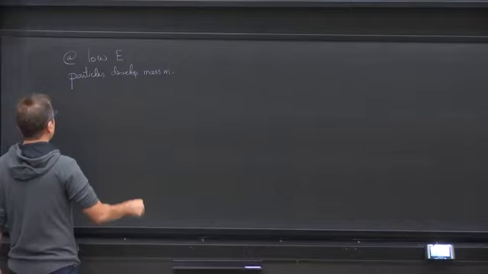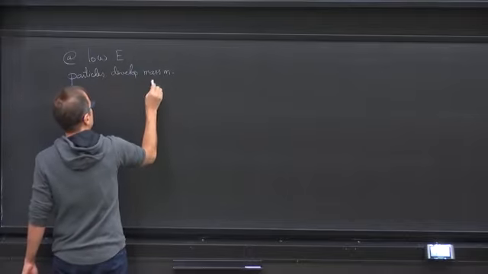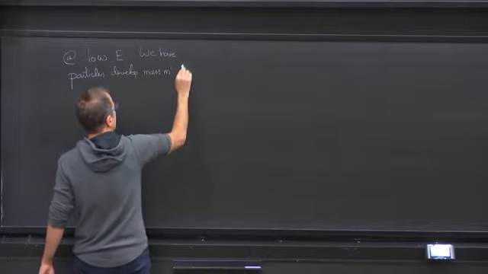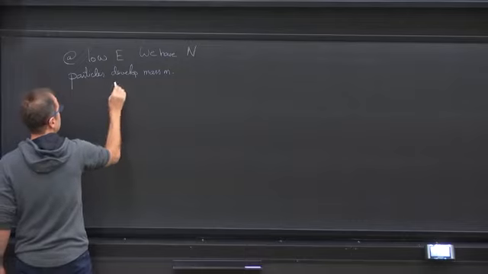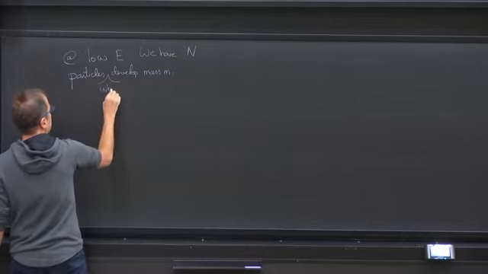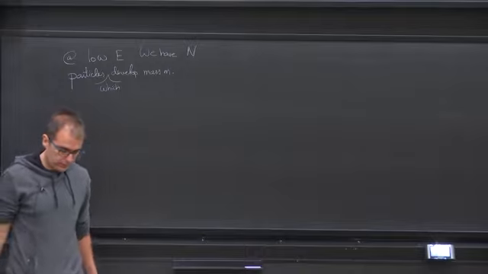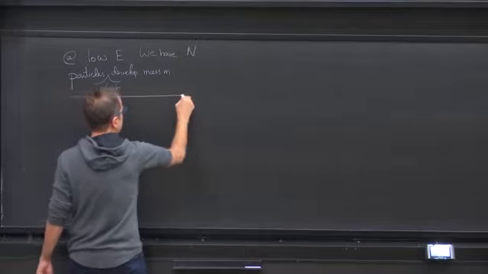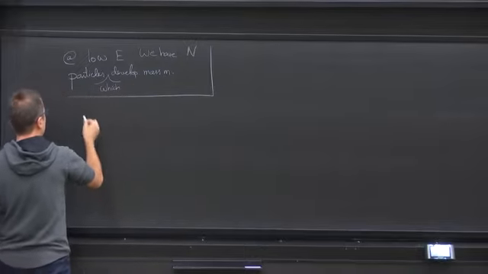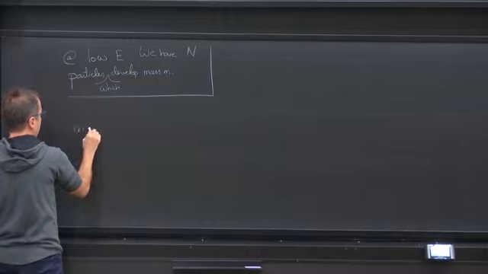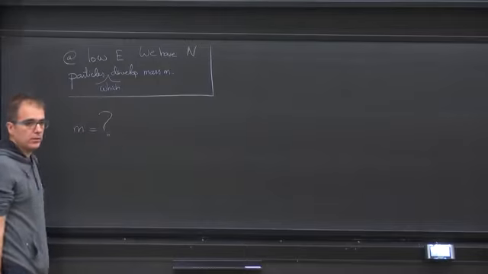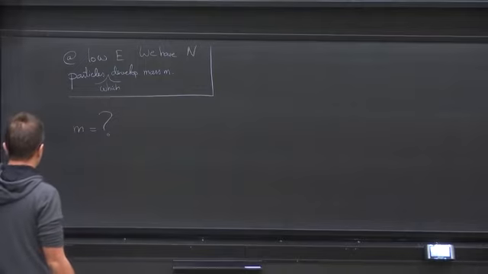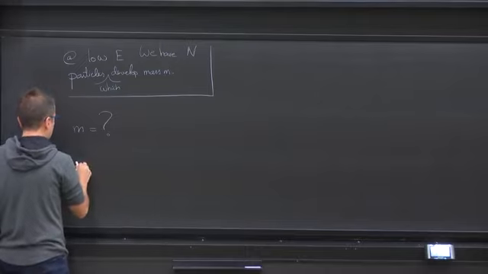Okay, so the claim is that at low energy we have not n-1, but n particles with mass m. We are going to find some evidence for this claim in a second. But let's try to ask ourselves right now, what would this mass m be for these particles?